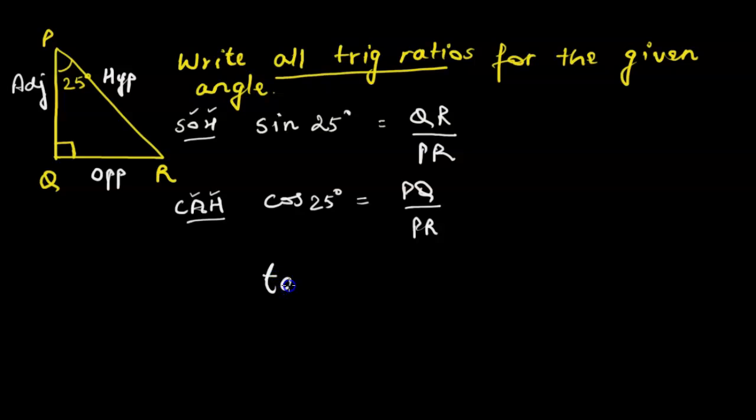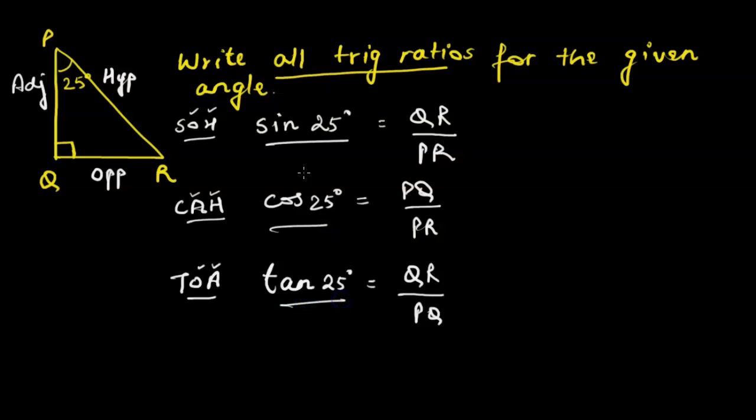Similarly, we can write down tan ratio for angle 25 degrees and that would be equal to opposite over adjacent, because tan is TOA. So tan of an angle, that is tan of 25 degrees, is equal to opposite over adjacent. So for 25 degrees, opposite side is QR, and for 25 degrees, adjacent side is PQ. This is how we write down all the trigonometric ratios for the given angle.